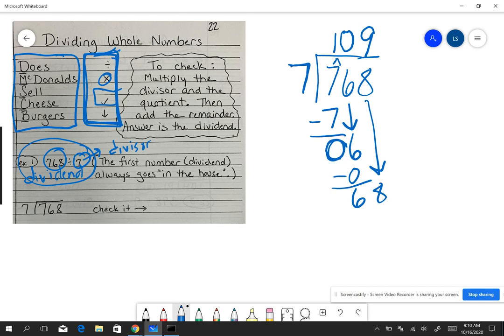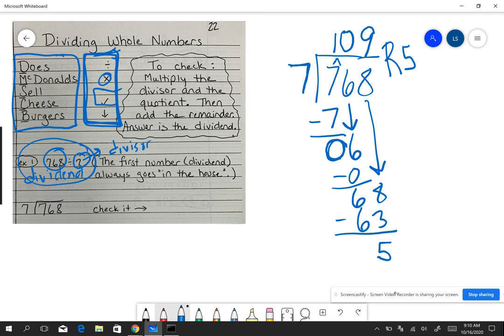Now I'm going to multiply. 9 times 7 is 63. Now I subtract and I get 5. 6 minus 6 is 0, so my answer is 5. It checks. It's smaller than that 7. And I'm ready to bring down, but there's nothing else to bring down, so I'm finished. So I'm going to put my remainder 5 up here.